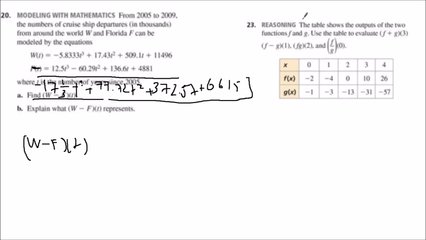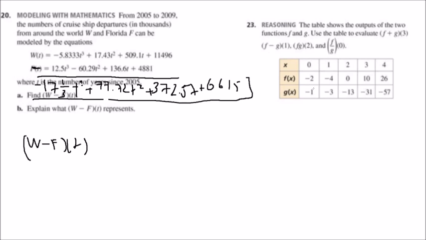Next, the table shows the output values of two functions f and g. Use the table to evaluate f plus g of 3, f minus g of 1, f times g of 2, and f over g of 0. As you can see, we have all the values basically.